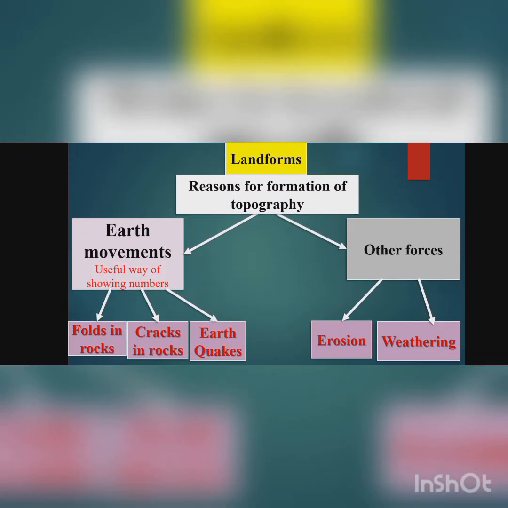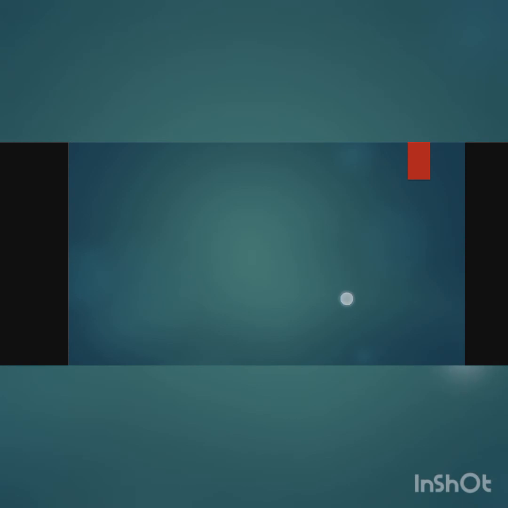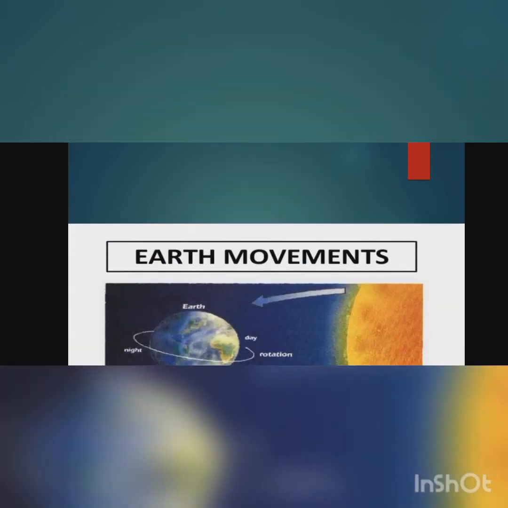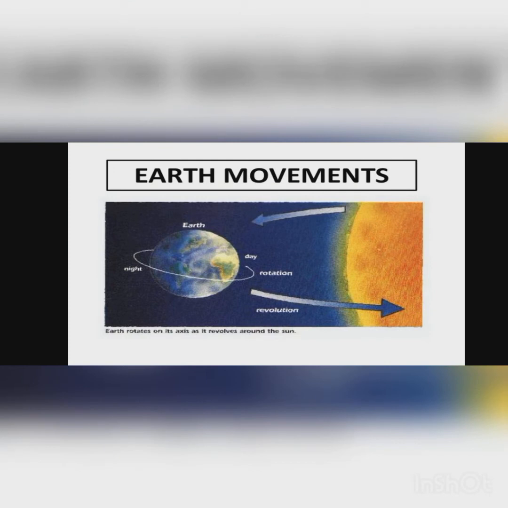Then the next half of the chapter is about how these landforms are formed. There are some reasons for the formation of topography or different landforms. First one is earth movement. In earth movements we will shed light on faults in rocks, cracks in rocks, and earthquakes. And there are other forces as well, like erosion and weathering. Fine.